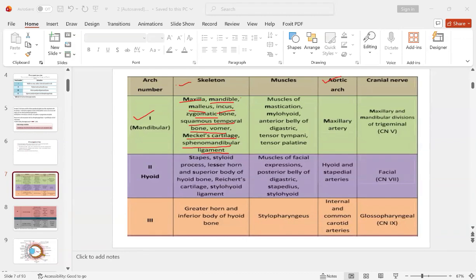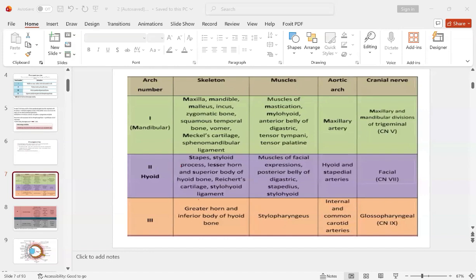The muscular derivatives of the pharyngeal arch 1 include number 1, the muscles of mastication, number 2, mylohyoid muscle, number 3, anterior belly of digastric muscle, number 4, tensor tympani, and number 5, tensor veli palatini muscle. So these are the muscular derivatives of the pharyngeal arch 1. Now the aortic arch derivative of the pharyngeal arch 1 is the maxillary artery. All the derivatives of the pharyngeal arch 1 are supplied by the maxillary and the mandibular divisions of the trigeminal nerve.